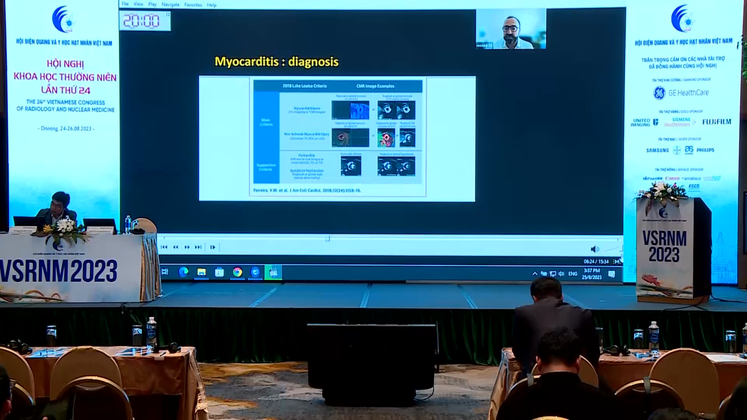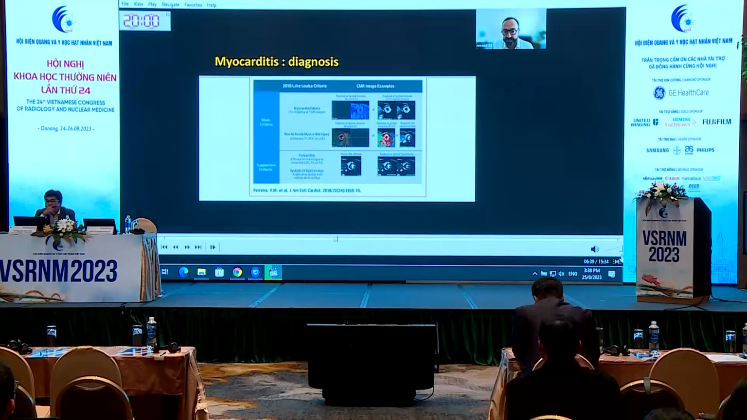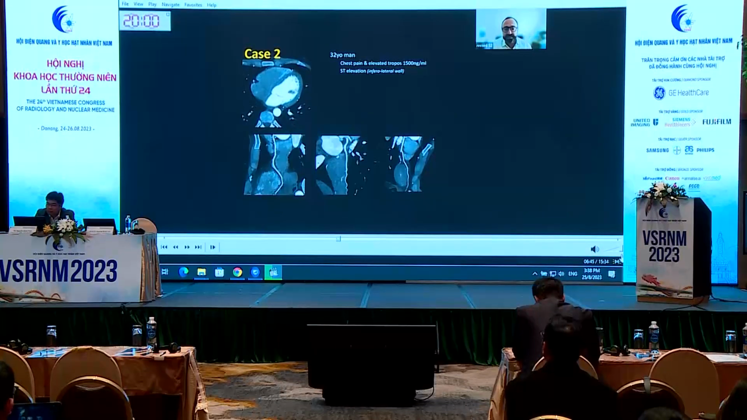These criteria have been updated recently, introducing T1 mapping instead of, or in addition to, early gadolinium enhancement and late gadolinium enhancement. So if you have edema on T2 and a non-ischemic T1 or late gadolinium enhancement abnormality, you can make the diagnosis of myocarditis. This example is to remind you that myocarditis might also be seen with CT.